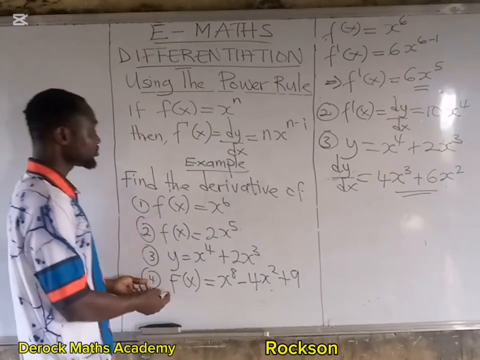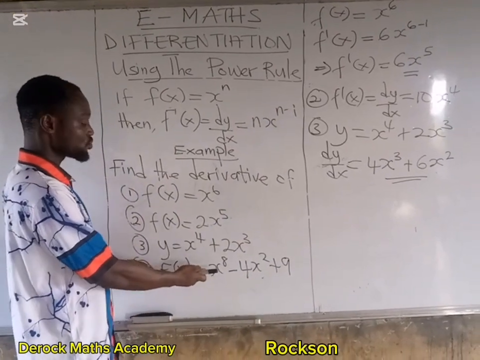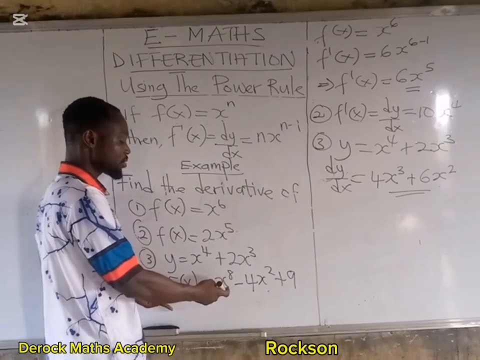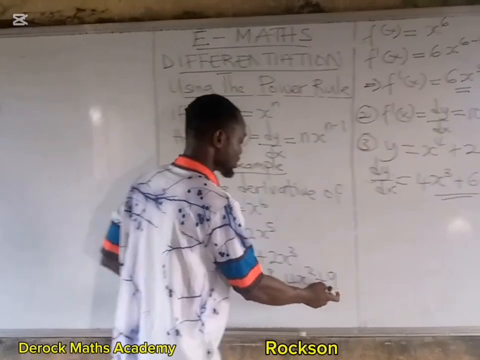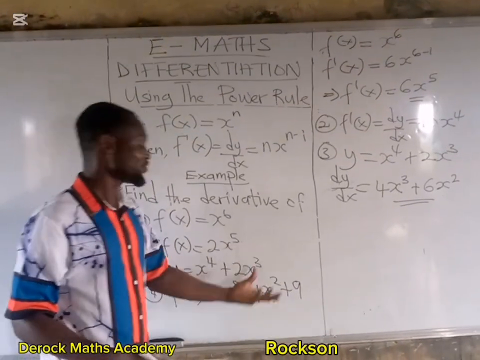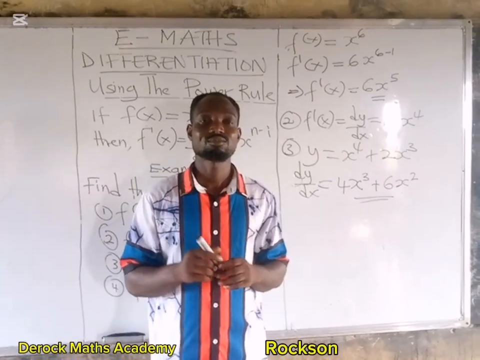Now the last one, find the derivative of the function f of s equal to s to the power 8 minus 4s to the power 2 plus 9. Solve for this and drop the answer in the comment section.